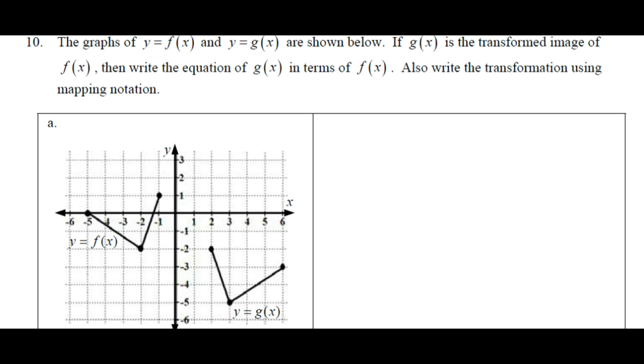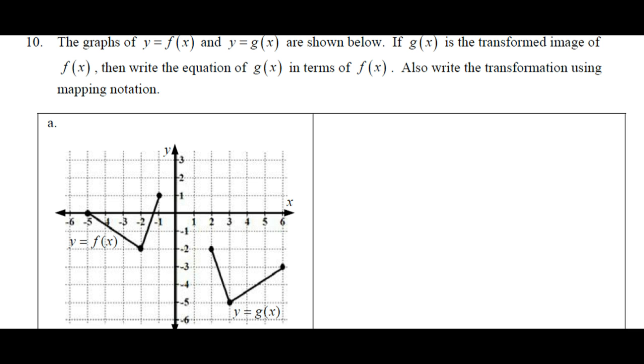Nurses are great. Okay, the graphs of y equals f of x and y equals g of x are shown below. If g of x is the transformed image, okay? So we started with this, and this is what we ended with, right? Keep that in mind, which one is which. Generally, we'll go from f to g. That doesn't mean that f won't be on the left and g on the right. It just means f of x is your starting, and g of x is the result. Then write the equation of g of x in terms of f of x. And watch how this is done, right?